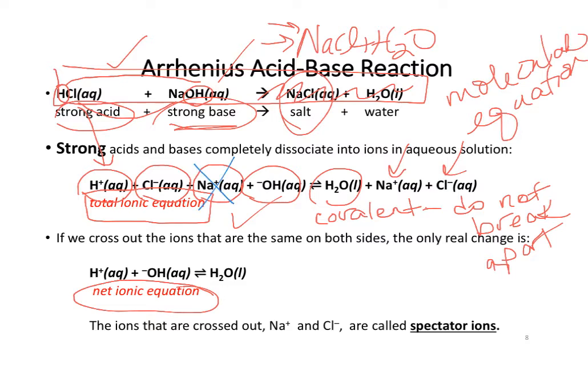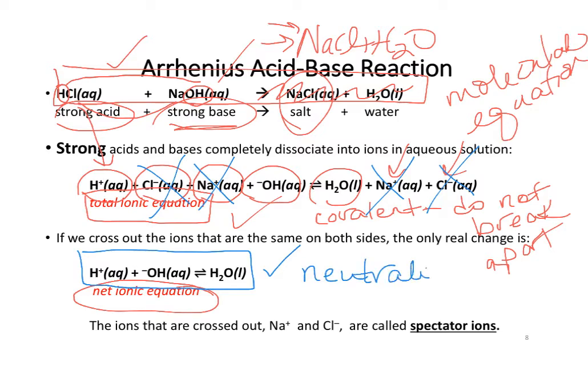Okay, so we have sodium ion on both sides, we have chloride ion on both sides. And then you rewrite what's left, what hasn't been crossed out. And in this case, we're making water. And that's why acid-base reactions are called neutralization reactions, because you're turning an acid and base that could burn you, each one of them could burn you, and you're turning them into water. So they're neutralizing each other.